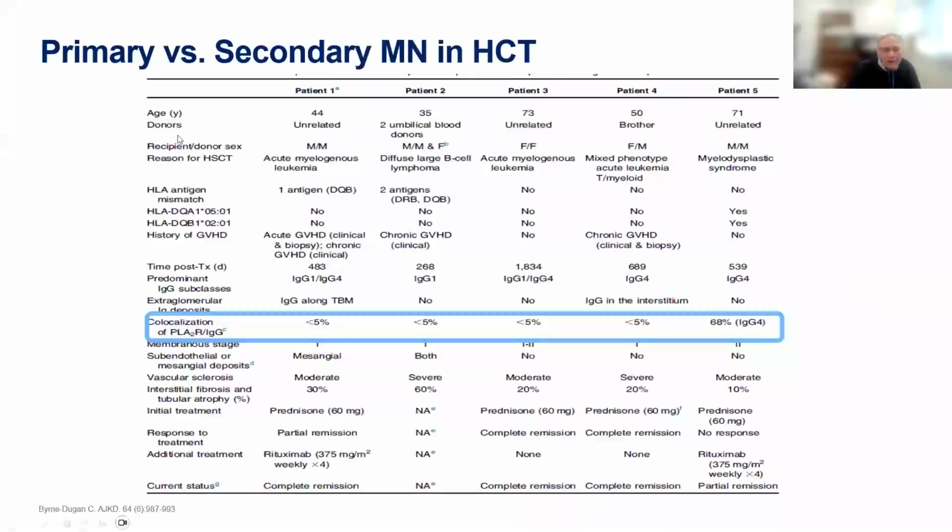Now, one of the questions that comes up, and this is from another paper, is the role of PLA2R in transplant. In most of these patients, the PLA2R is negative, and this is a series from the same paper as before, highlighting that this presents more like a secondary problem than primary. There are some cases in which maybe it's primary, but most of the time it is secondary membranous.